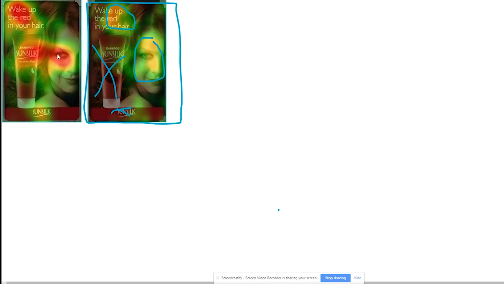So here we've got the woman looking directly at the product, shampoo. And as you can see here in red, people are naturally looking at the shampoo because she's looking at it. And there's actually more fixation on the message and some fixation on the brand. And the same applies to your landing page.